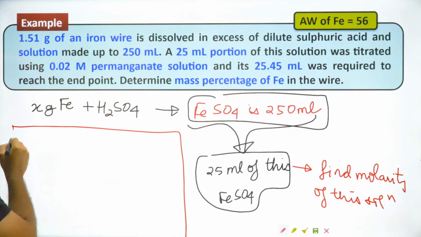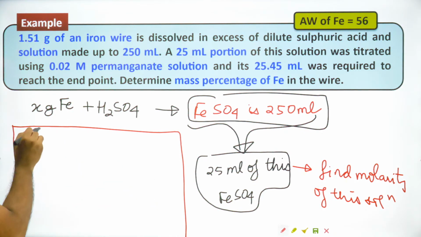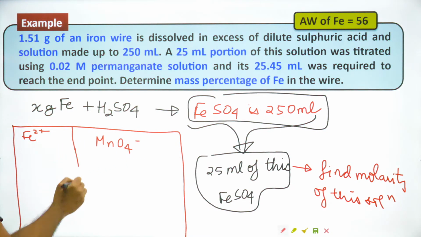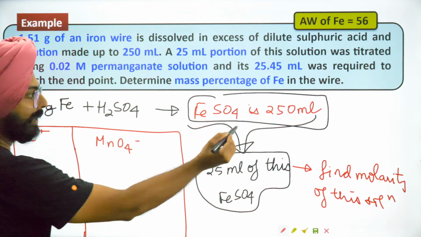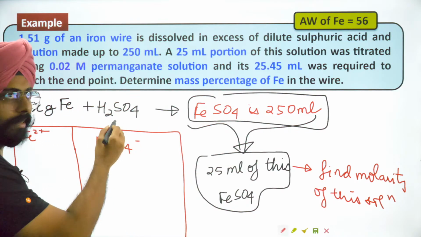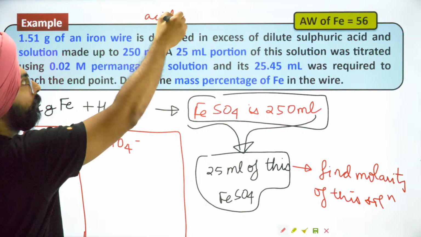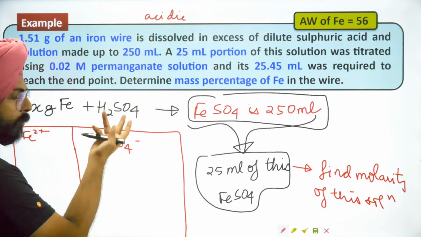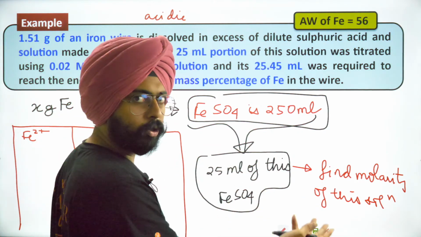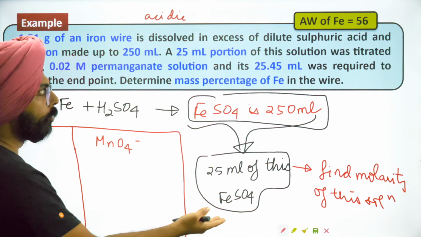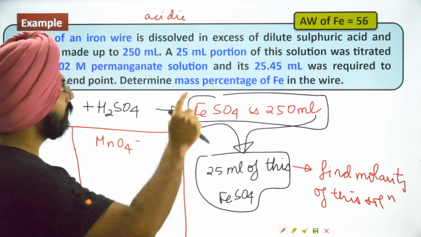So how do we do it? Same thing. Fe2 positive versus MnO4 negative. Since everything is happening in H2SO4, the entire thing is in acidic medium. There has to be some trace of H2SO4 in the entire mixture, right? This FeSO4 solution, there will be some H2SO4 as well. So the entire situation is acidic.